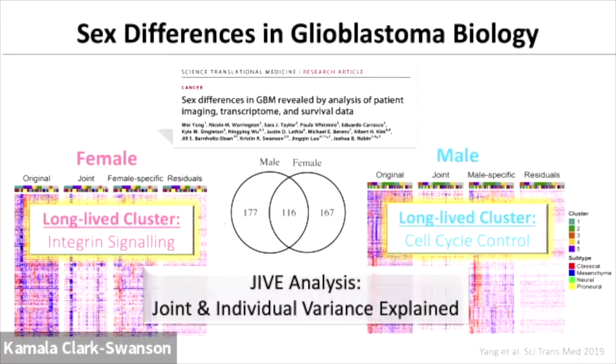But if you look at the clusters of female-specific, there's like 5 clusters. You look at them and you go, okay, well, let's pick out the interesting cluster. The interesting cluster is presumably the patients that live long. What explains the biology? What biology is associated with those patients living long?